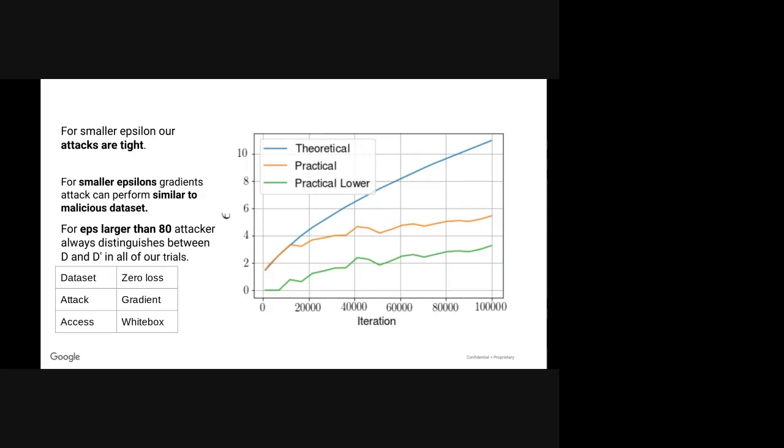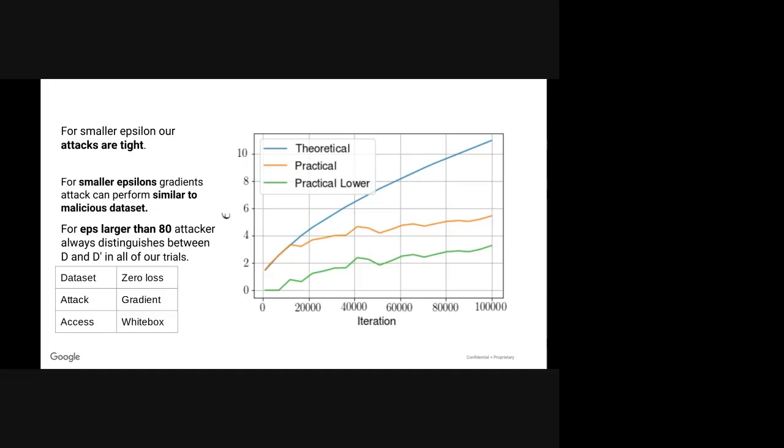But okay, thank you. And for this attack, if the epsilon was larger than 80, we were always successful. But if you look at the graph, you see that for epsilon up to something like 3, we are very close to the DP-SGD bounds, but for epsilons more than that, we are not that close. So what's the problem with that?